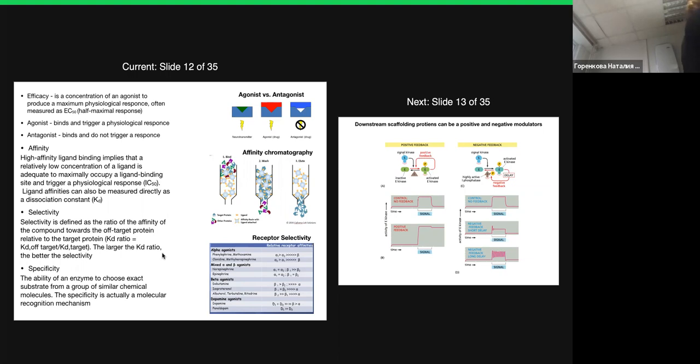But specificity: when you're choosing from a number of molecules with a very similar structure, and if the specificity is high, it will bind only this structure, and will not bind to any other similar structure. So these things are very, very close to each other, but it's a very deep pharma.